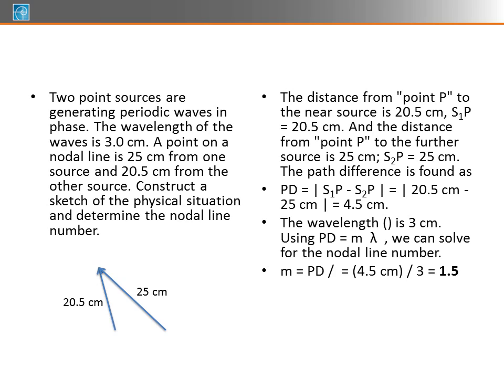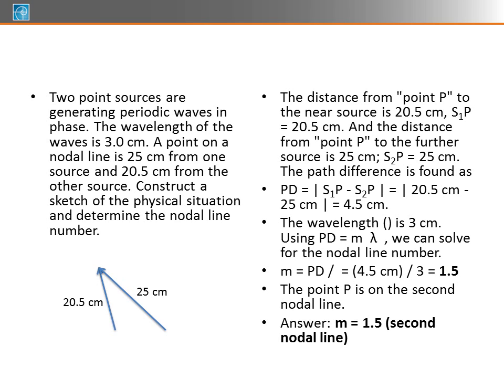So they vary by a wavelength and a half, which means they're on the second nodal line. They're not on the first, because if it was the first, it would be 0.5. It's the second because it's 1.5. So our answer is that m is 1.5, or it's the second nodal line, or the second destructive interference line.